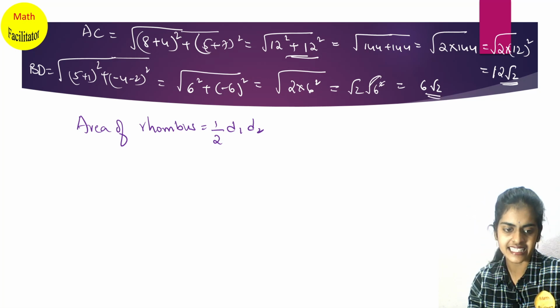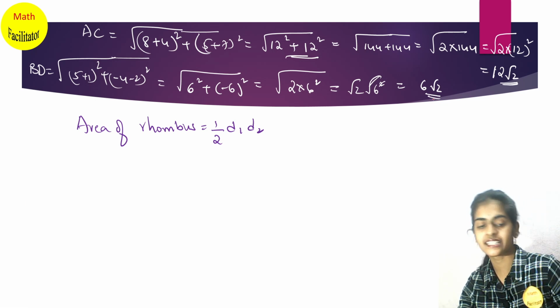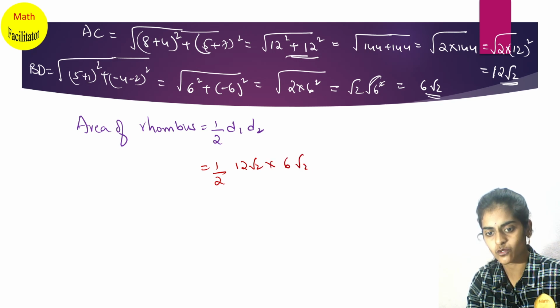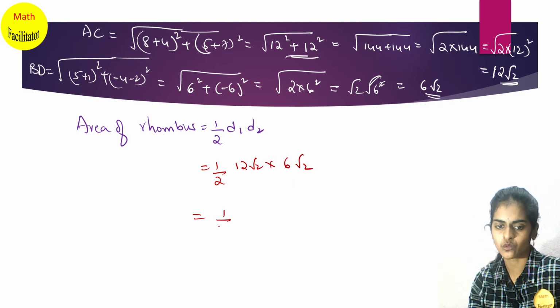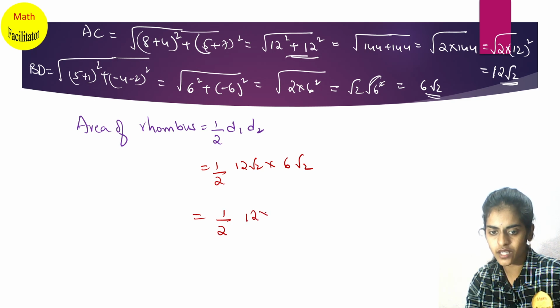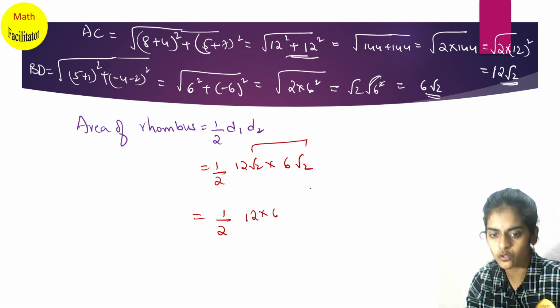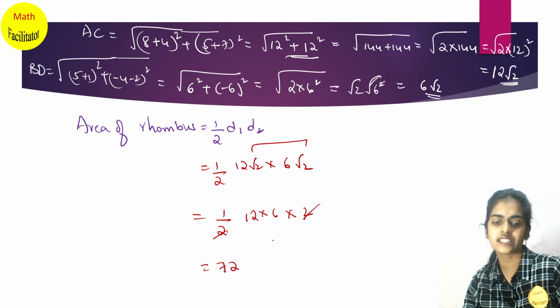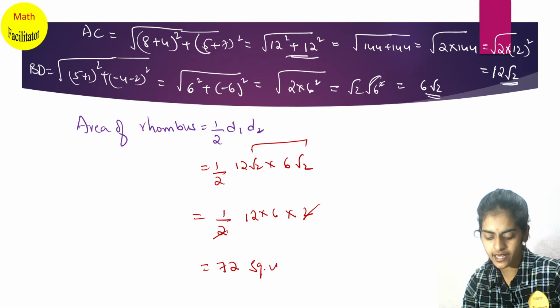So the diagonal lengths are, one diagonal is 12 root 2 and the other diagonal is 6 root 2. So area is half d1 multiplied by d2, which is half into 12 root 2 multiplied by 6 root 2. That is half into 12 multiplied by 6. Now root 2 into root 2 gives you 2, and this 2 and half get cancelled. So the area of the rhombus is 72 square units.